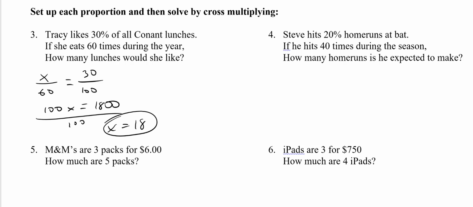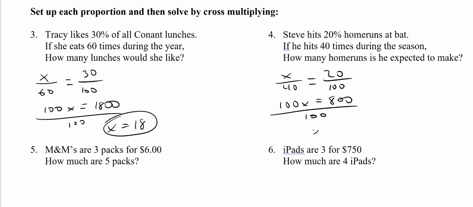Okay, number 4, Steve hits 20% home runs at bat. So there we go, 20 over 100. If he hits 40 times during the season, remember that's your total amount. I want to know how many home runs he's expected to make. That's x. Okay, so we cross multiply. 100x equals 800, divided by 100. X equals 8. So 8 home runs out of 40 times if he hits 20% home runs.